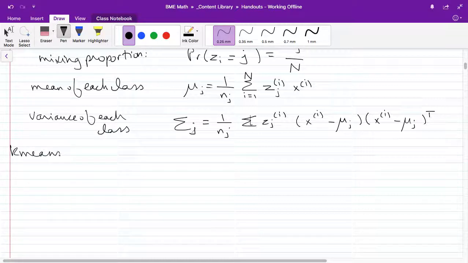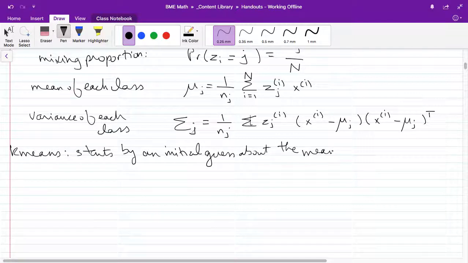So k-means starts by an initial guess about the mean mu j of each class. So you just pick a random location for each class. Say you have 3 classes, you say, okay, I'm going to pick this place to be the mean of this class, this place to be the mean of that class, and the third place to be the mean of the third class. That's just, I'm going to do it randomly.